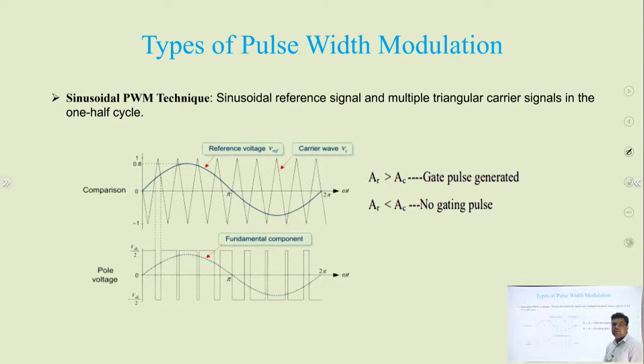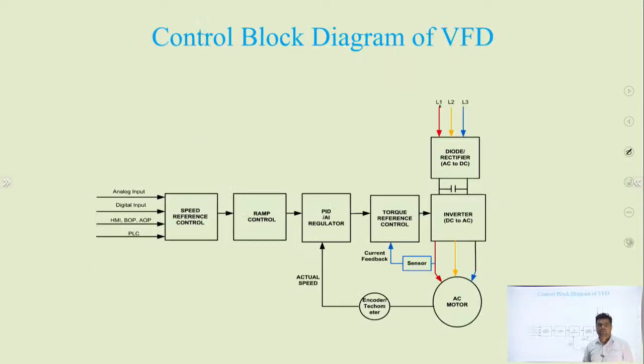Similarly, the last one is the sinusoidal PWM technique. In the sinusoidal PWM technique, the reference signal is a sinusoidal wave, and the carrier signal is a triangular wave or sawtooth wave. In the same way we generate the pulse: when the carrier signal is less than the reference, the pulse is generated. If the carrier signal is more, the pulse is not generated. So there are three ways we can generate the pulse width for the circuit.